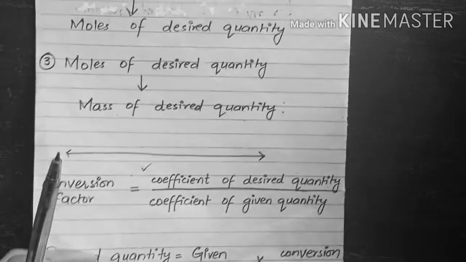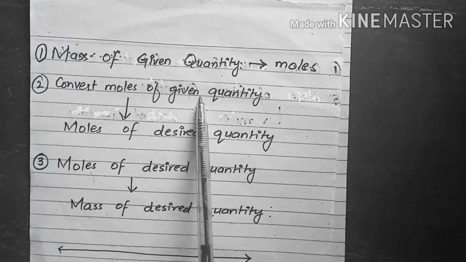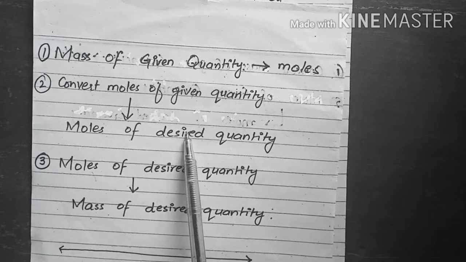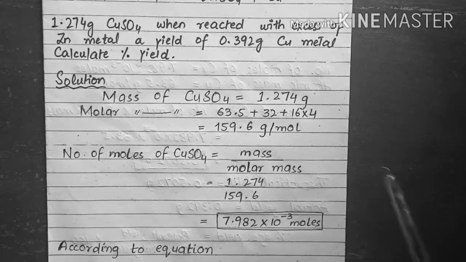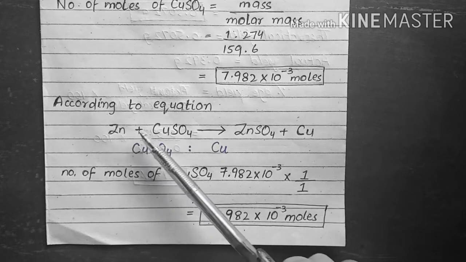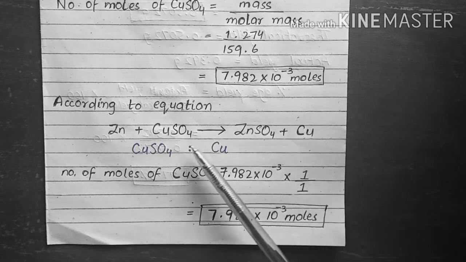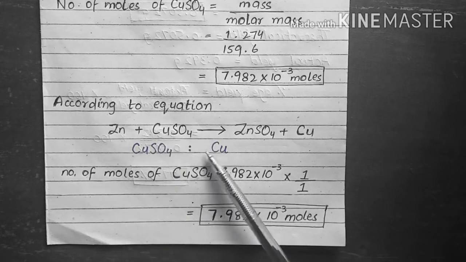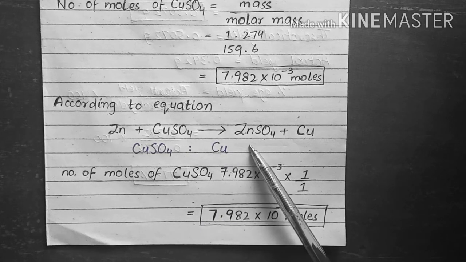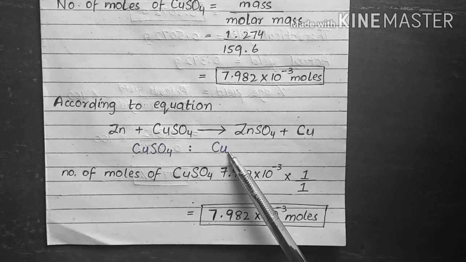In the second step, we are going to convert the moles of a given quantity, that is moles of copper sulfate, into moles of the desired quantity. The desired quantity is copper, so we are going to find the moles of copper from copper sulfate. This can be done by using the equation. According to the equation, zinc plus copper sulfate combine to form zinc sulfate plus copper. Now we have to calculate the copper value from the copper sulfate value, so we compare copper sulfate with copper. Whatever quantity we have to find out, we write it on the right side. While comparing, always mention your unknown or desired quantity on the right side.